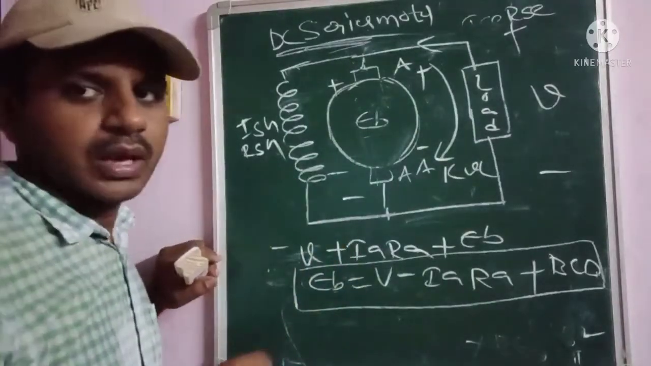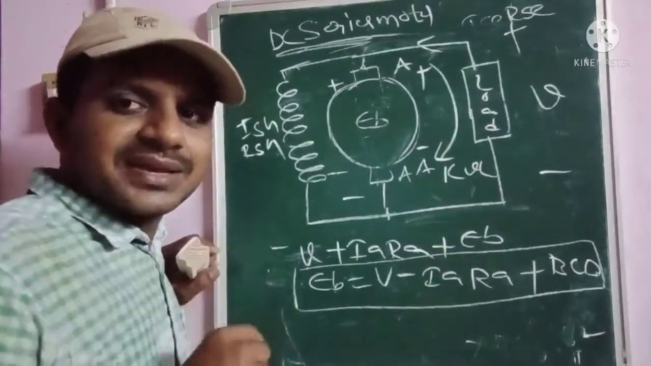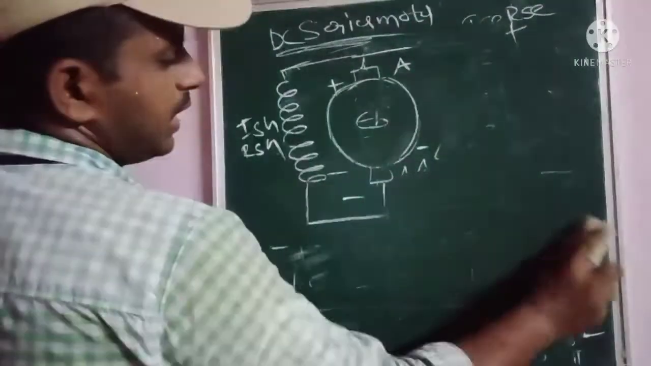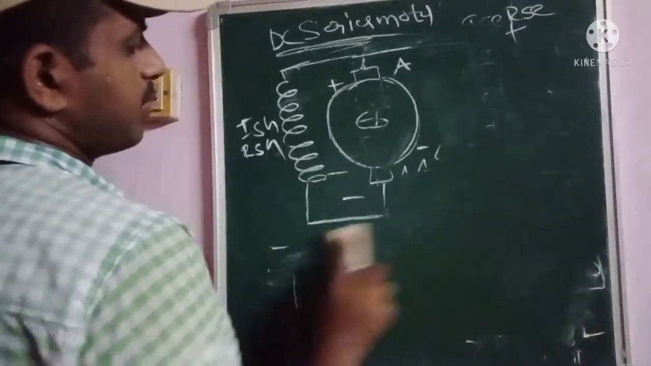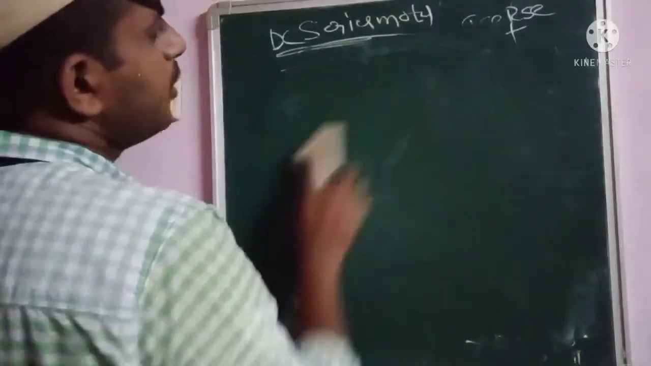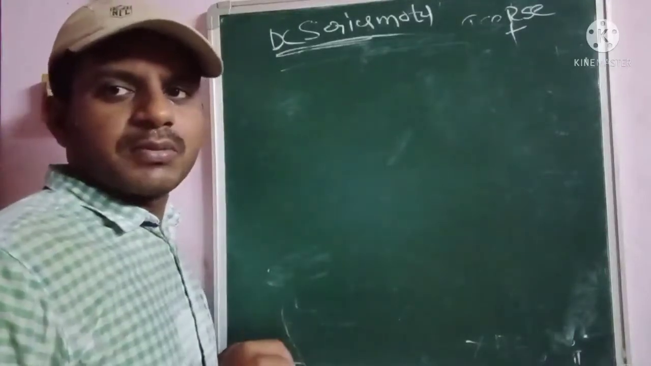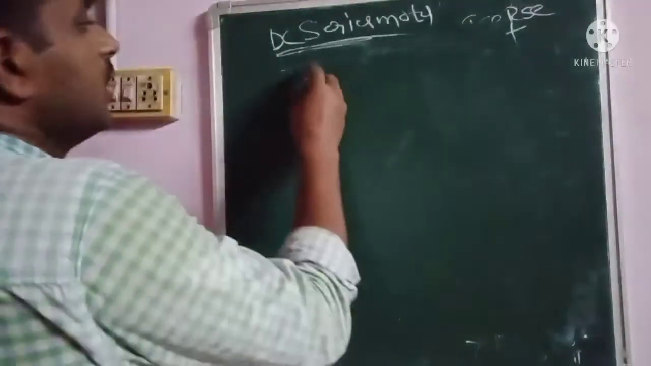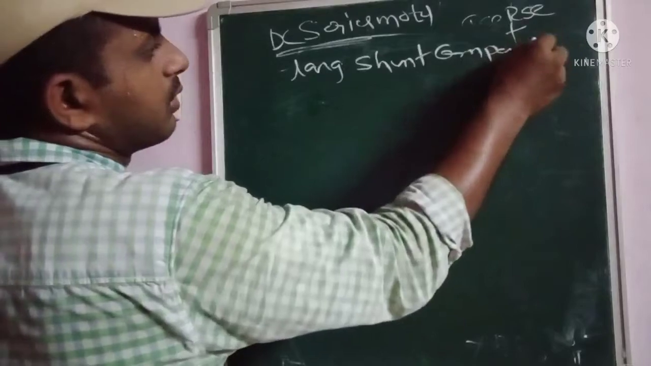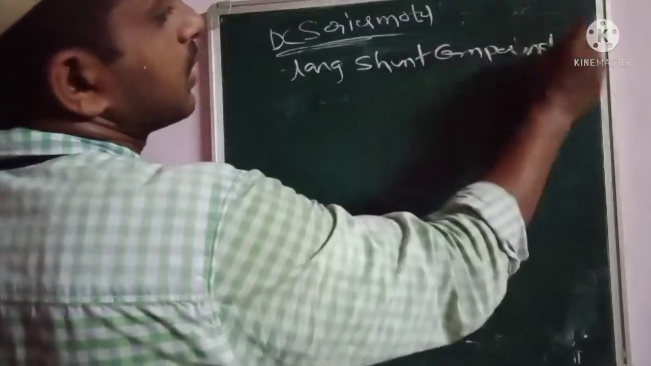Very, very important. Coming to the DC compound motors, let us discuss the DC compound motor. The compound motors may contain both the long shunt compound and the short shunt compound motor, which we already know. So coming to the long shunt compound motor.